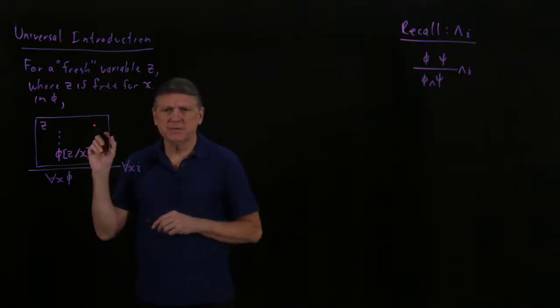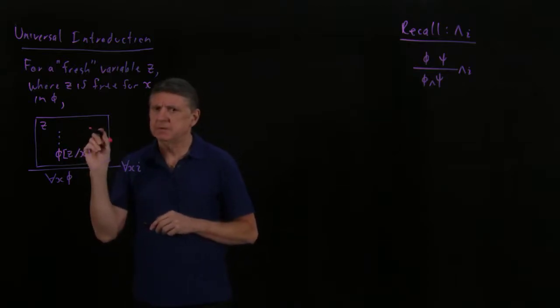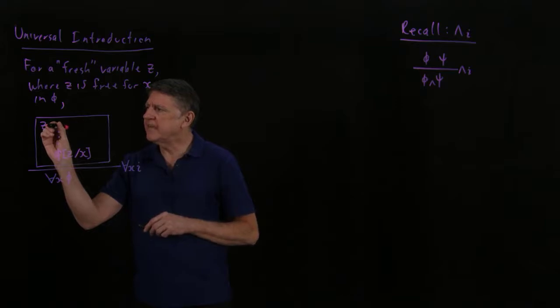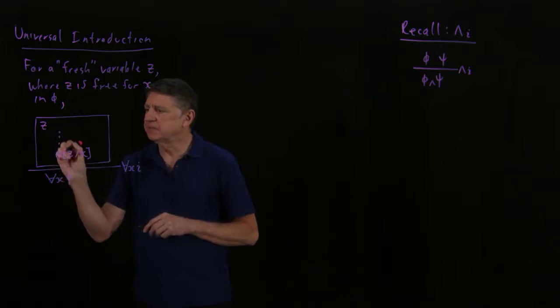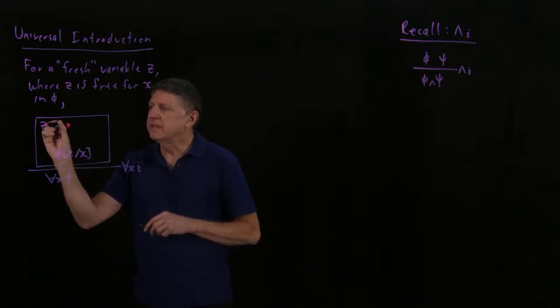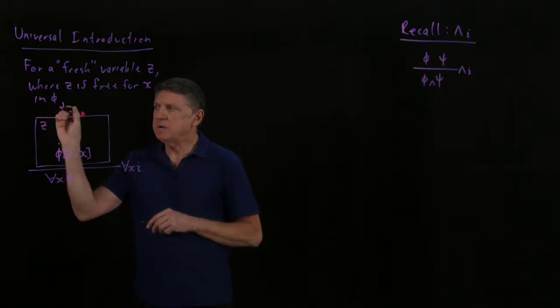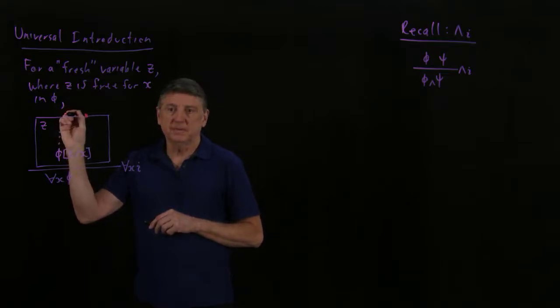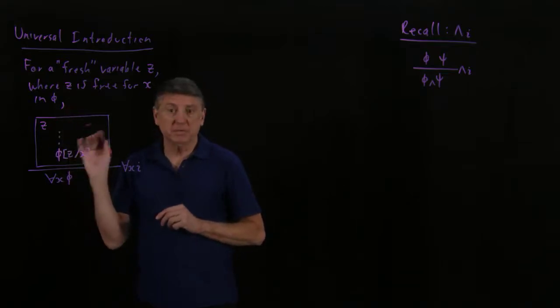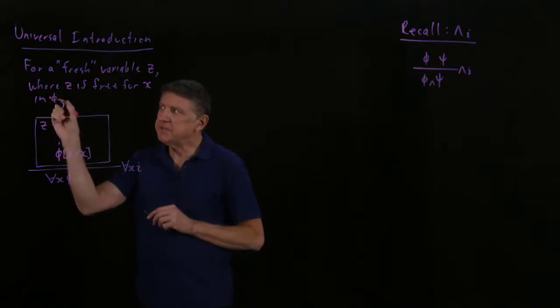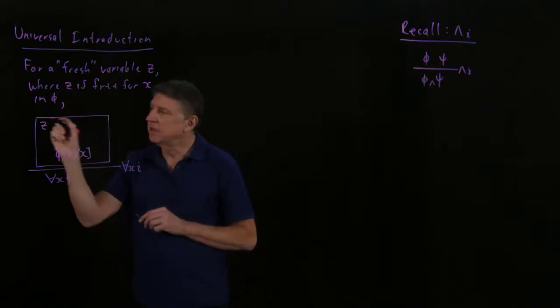Now let's go through these pieces because this can be a little complicated. When we say that this variable is fresh, what we mean is that this variable is not mentioned in any previous line of the proof. That's what we mean by fresh. So you can't have mentioned this variable anywhere else.